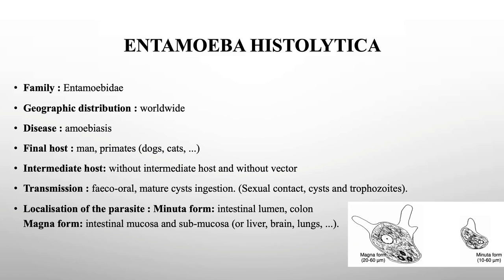Now the final host for the Entamoeba histolytica is man. It can infect man and primates, dogs, cats. But for the intermediate host, there is no intermediate host and there is no vector for Entamoeba histolytica. This is so important. Okay. So let's talk about the transmission as well.